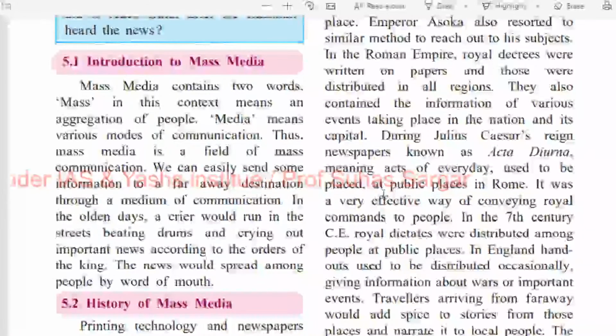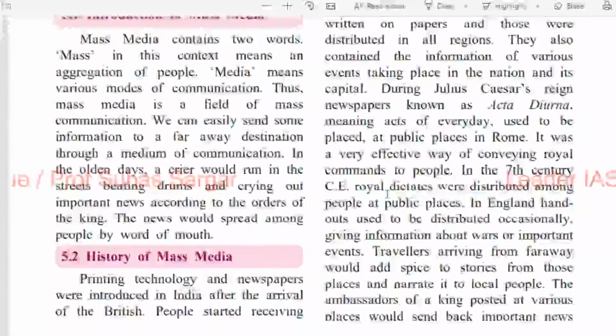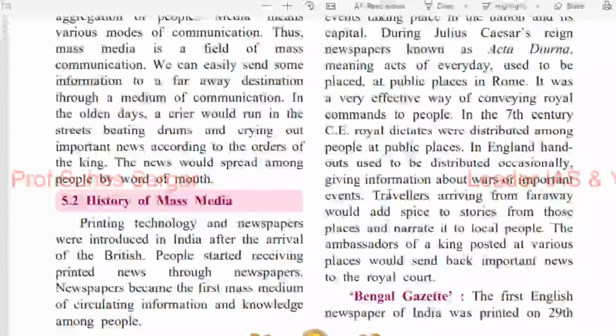During Julius Caesar's reign, newspapers known as Acta Diurna, meaning acts of everyday, used to be placed at public places in a room. It was a very effective way of conveying the royal command to the people. In the 7th century CE, the royal dictates were well distributed among the people at a public place. In England, handouts used to be distributed occasionally, giving information about wars or important events. The travelers arriving from far away would add spice to stories of those places and narrate it to local people. The ambassadors of a king posted at various places would send back important news to the royal court.